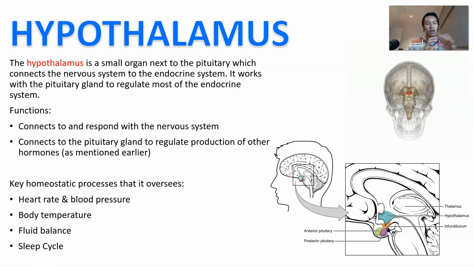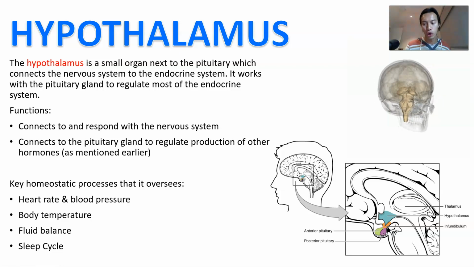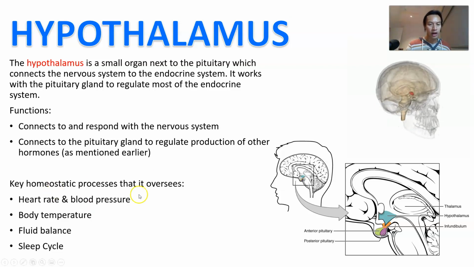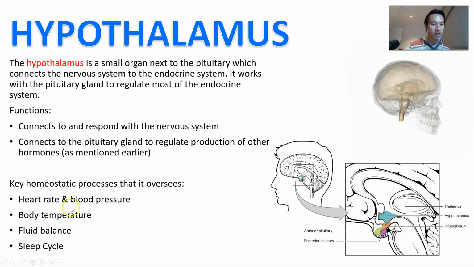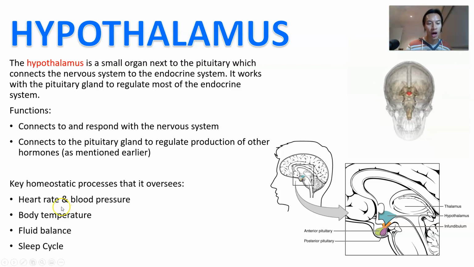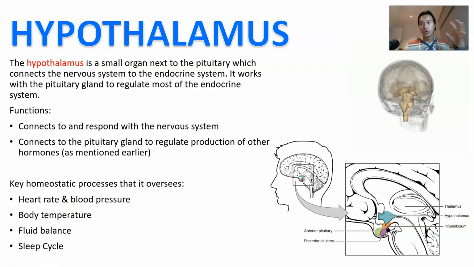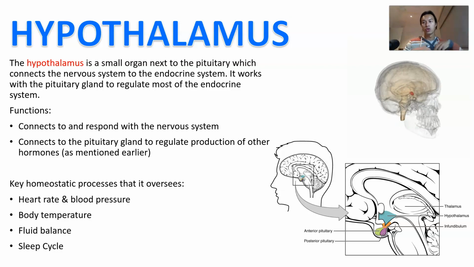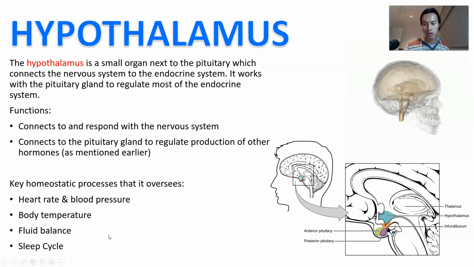Sorry, it's going to connect to the pituitary gland to regulate the production of other hormones, as we mentioned earlier, okay? So very important in the process of regulating the body and homeostasis, which we look at in the next chapter. But things like, for example, your heart rate, your blood pressure, all linked to your brain, obviously, but then using the endocrine system to either bring your heart rate up or down, or your blood pressure up or down, body temperature, fluid balance, and things like your sleep cycle.